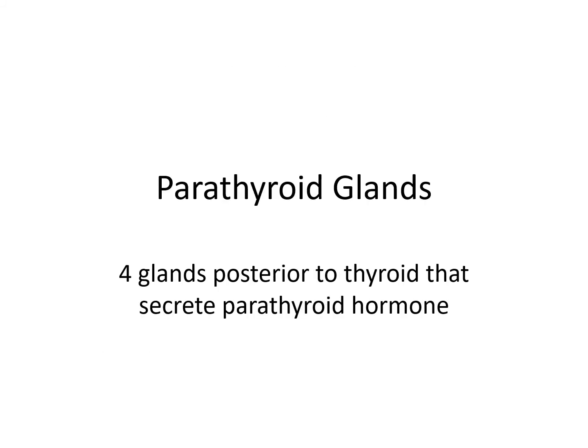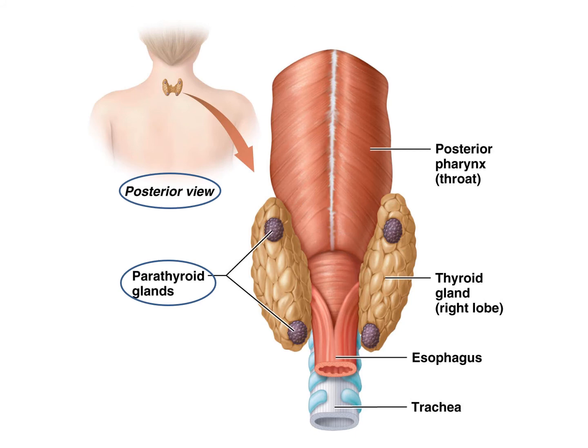Let's take a look at the parathyroid glands. There are 4 glands posterior to the thyroid that secrete parathyroid hormone. So the parathyroid gland, as you might expect, is very near the thyroid gland. This is looking from the back view, the posterior view. Here's the back of the pharynx, and we see the tiny little parathyroid glands in the back of the thyroid gland.